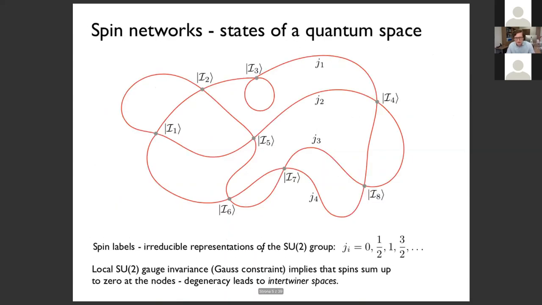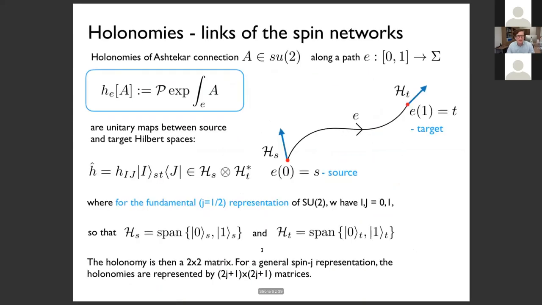I will tell you a little bit more about this in a second, but before I go to that, let me explain a little bit about the links. The links of the graph are associated with so-called holonomies.